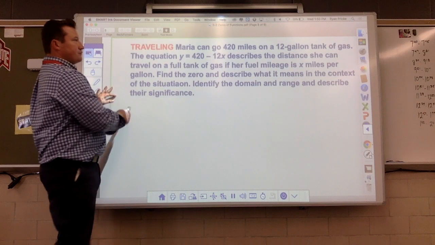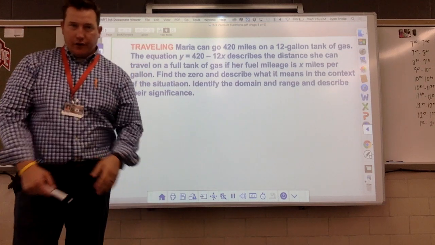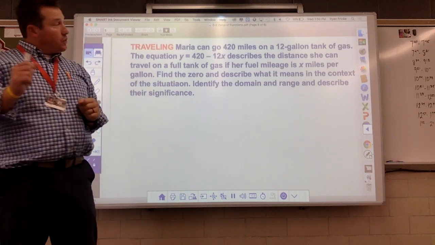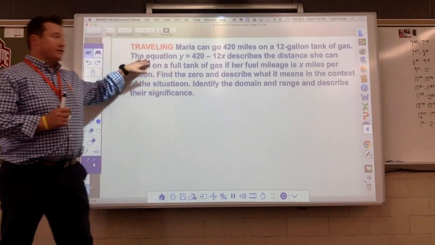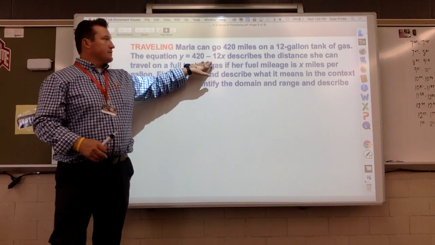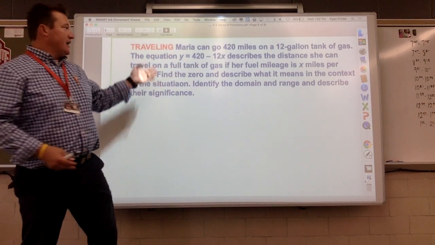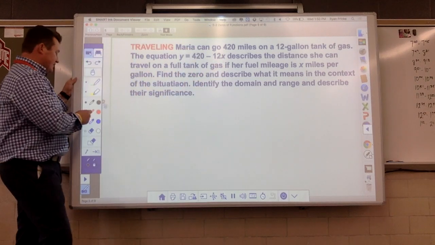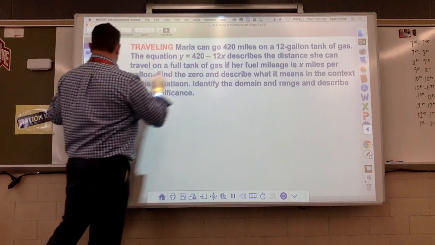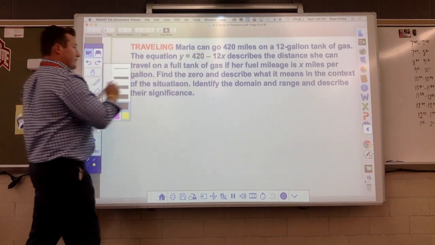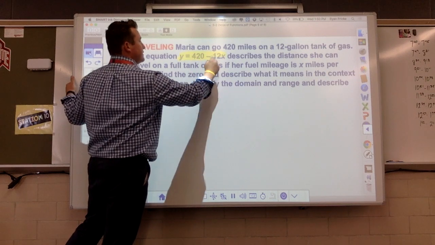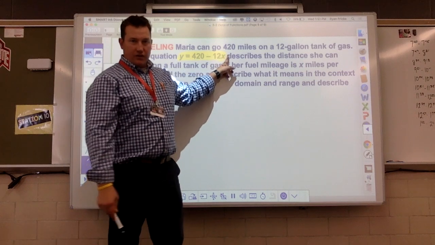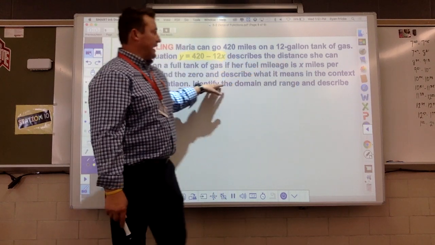We have a beautiful scenario here with Maria. She can go 420 miles on a 12-gallon tank of gas. Good for her. Here's our equation that models that scenario. Guys, eventually we're going to be asked to write this, so we need to start to look at the structure of this. Here's that equation, and they obviously get it from the 420 miles and the 12-gallon tank.